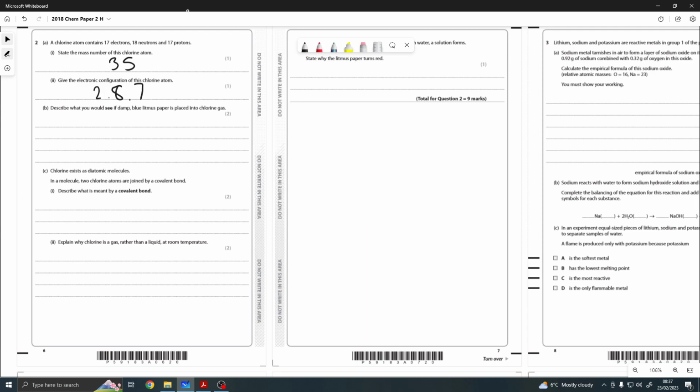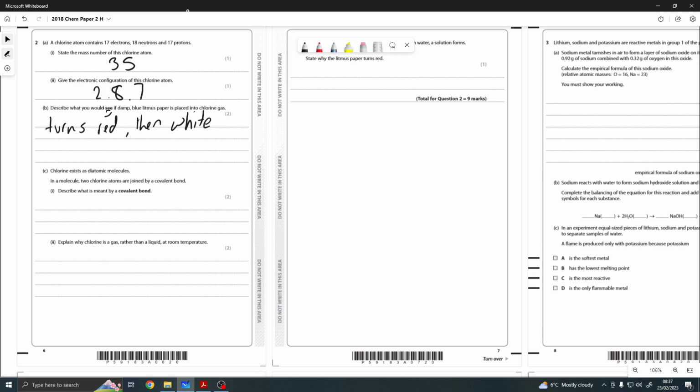Describe what you would see. I love the fact they emphasize see. What would you see if damp blue litmus paper was placed in chlorine gas? Right, well, the test for chlorine gas is damp blue litmus paper. It turns red, then white. That's what happens. Damp blue litmus paper turns red, then white.